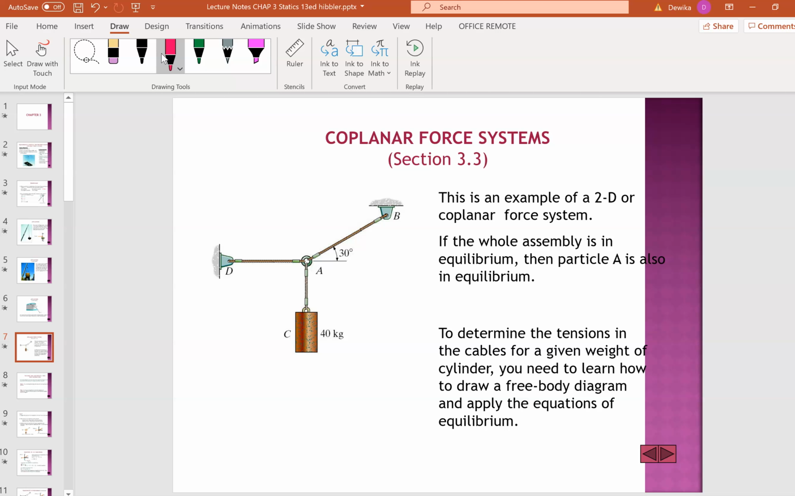So to determine the tension in the cable given the weight of the cylinder, you need to learn how to draw a free body diagram, which we have done in the last lesson. If I were asked to draw the free body diagram of this weight, I have a cable up there, and I have the weight, which is 40 times 9.81. There'll be one there, one here, and the weight, which is equivalent to the tension in this cable. That is how you draw your free body diagram, one thing at a time.